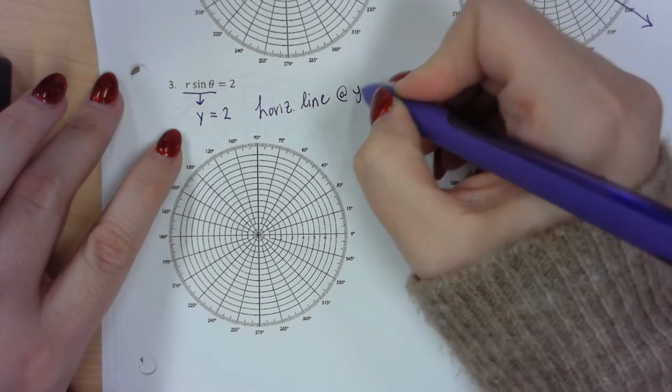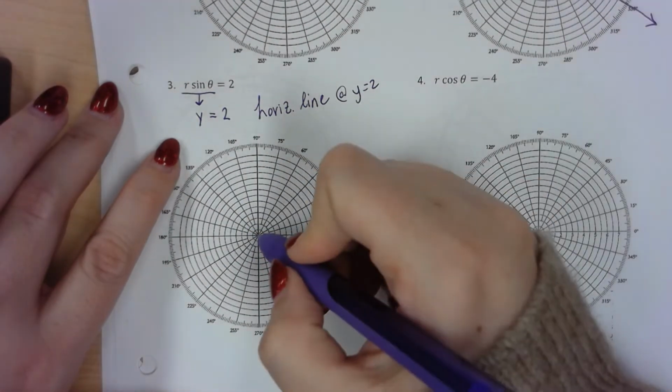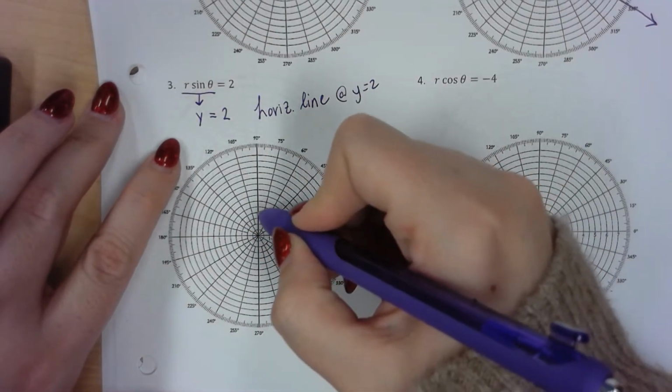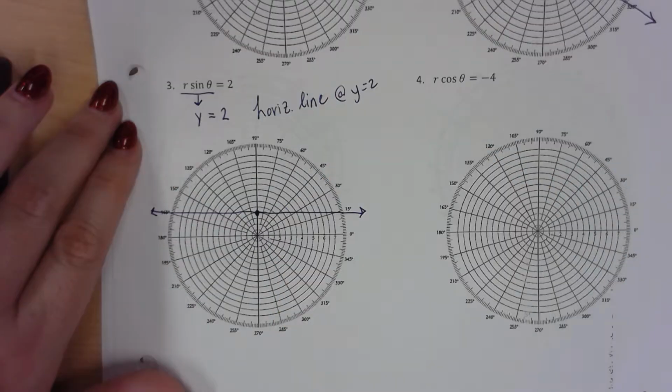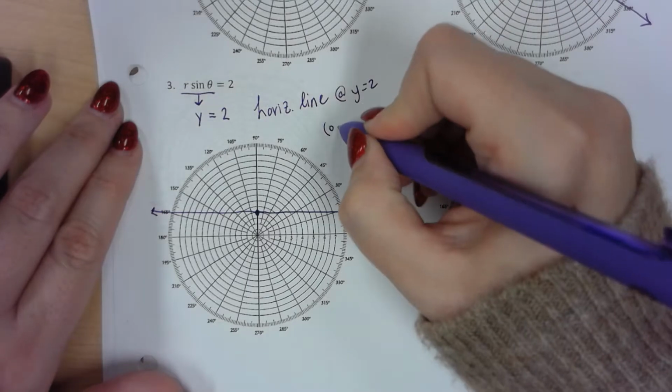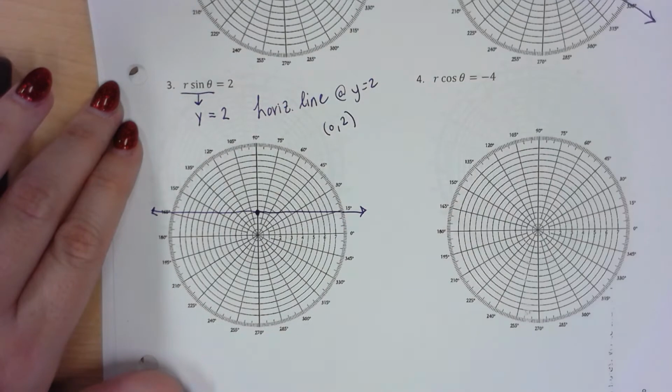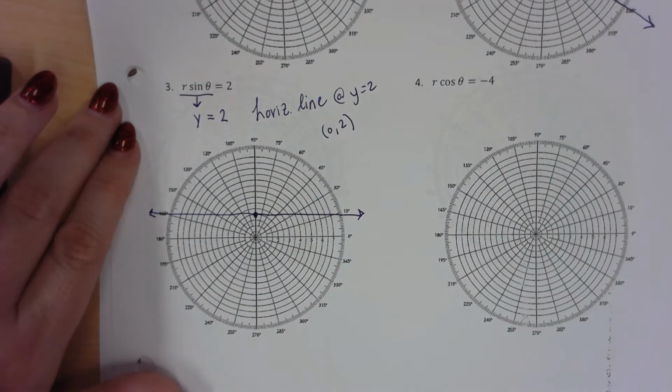at y equals 2. So we go to where y is 2, which would be right here, and we're going to create a horizontal line. So the only intercept we have on this line here is 0, 2.